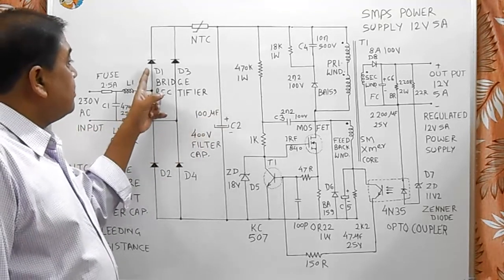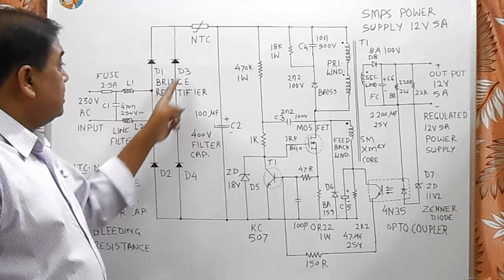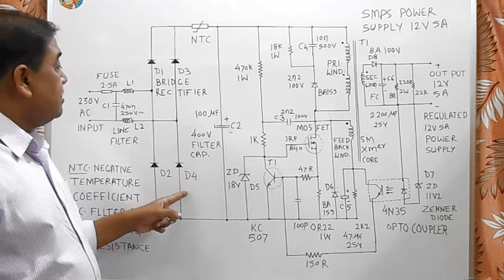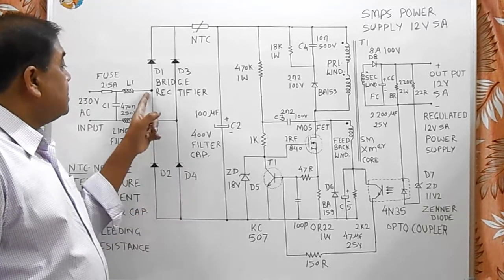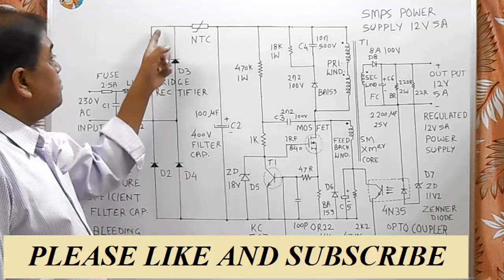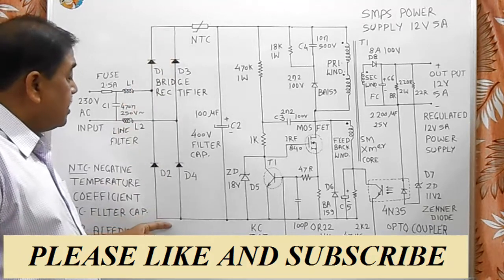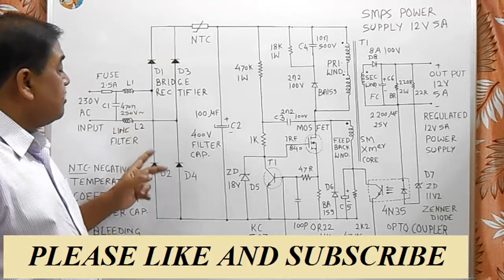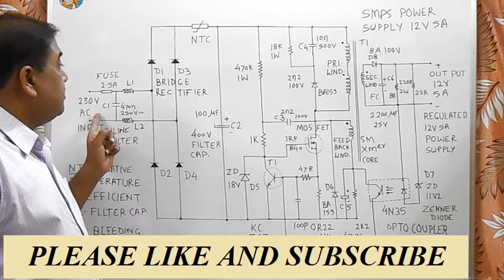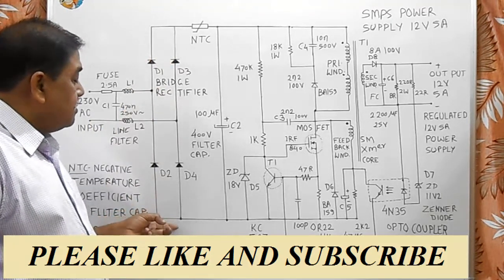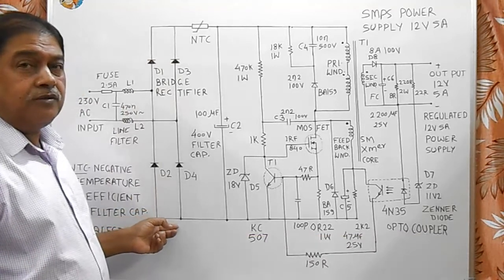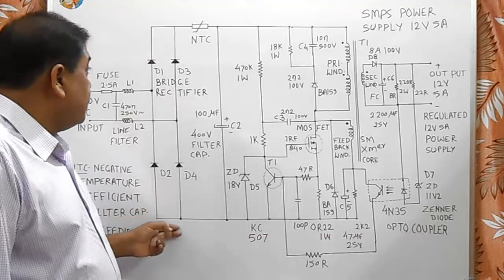Then these are 4 diodes, D1, D2, D3, D4. It makes the rectification circuit. It is a bridge circuit. Here are the AC input points, the positive point is here, the negative point is here. So these 4 diodes make this 230 volt AC input to DC. Here we get approximately 250 to 275 volt DC.